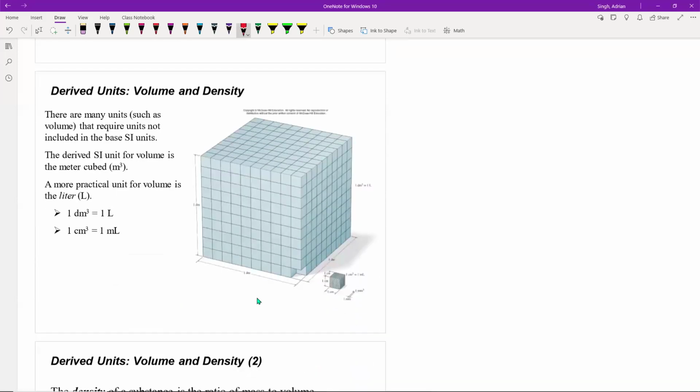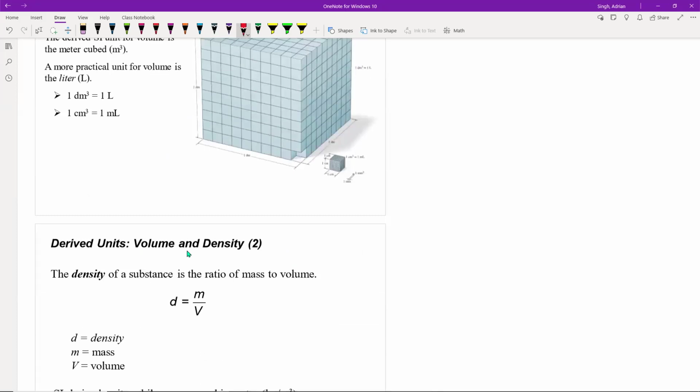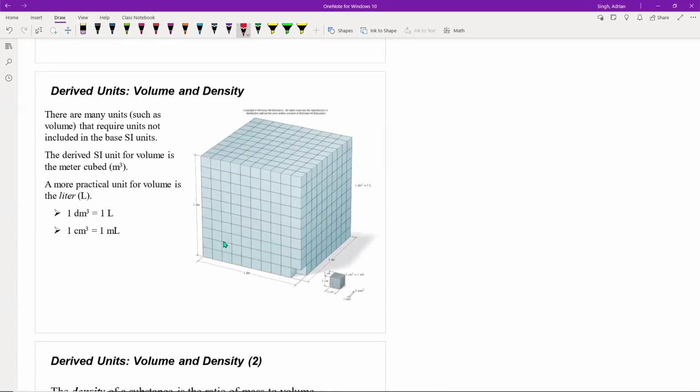So in addition to the units that we talked about before, units of mass, volume, etc., there are derived units that we are going to encounter. And we can derive these units from some of the SI base units, or from other units.